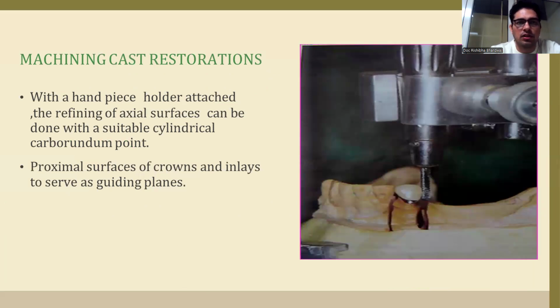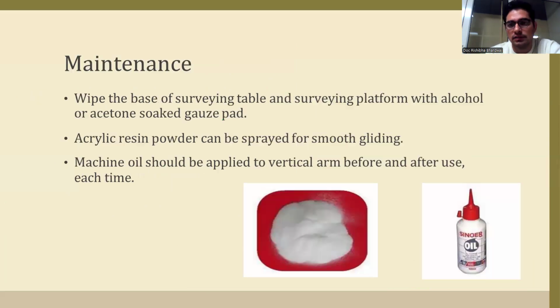Next is machining cast restorations. With a handpiece holder attached, the refining of the axial surfaces can be done with suitable cylinder carborundum points. Proximal surfaces of the crowns and inlays serve as the guiding planes. Maintenance: wipe the base of the surveying table and the surveying platform with an alcohol or acetone soaked gauze pad. Acrylic resin powder can be sprayed for smooth gliding. Machine oil should be applied to the vertical arm before and after each use.